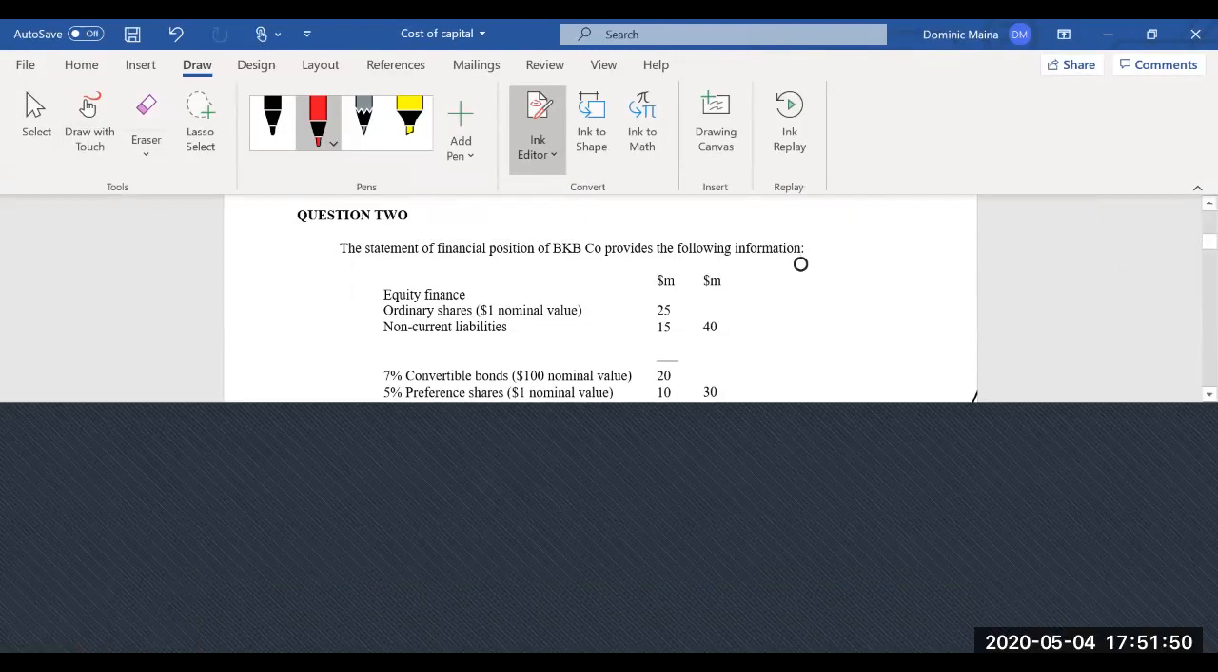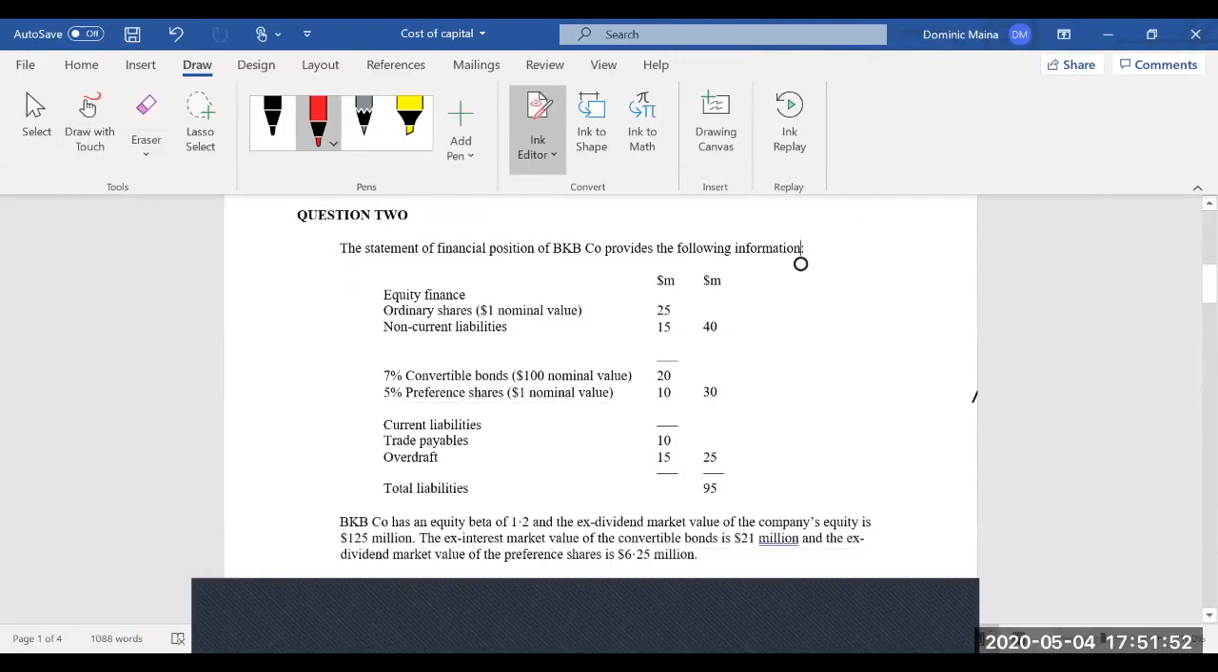So we have equity. We also have debt here, and the debt is in the form of a convertible bond, and we have 5% preference share. So in short, for this company, we can see that the finance is coming from three financials: equity, the 10% convertible bond, and the 5% preference share.